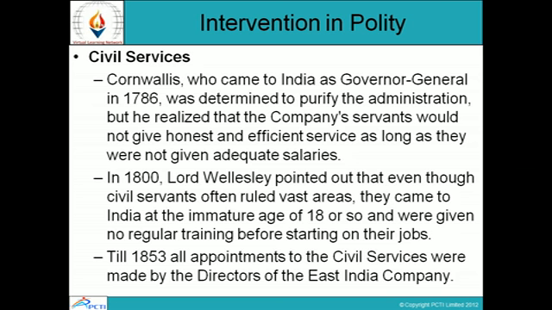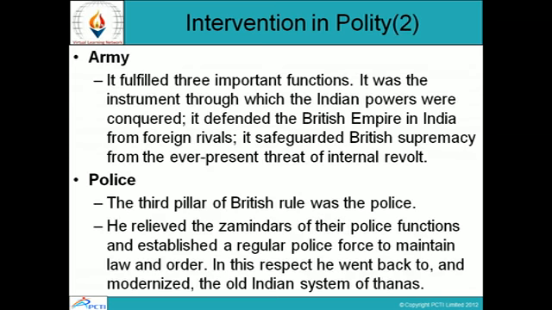In 1800, Lord Wellesley pointed out that even though civil servants often ruled vast areas, they came to India at the immature age of 18 or so and were given no regular training before starting on their jobs. They did not have any formal or regular training before starting their jobs. Till 1853, all appointments to the civil services were made by the directors of the East India Company.